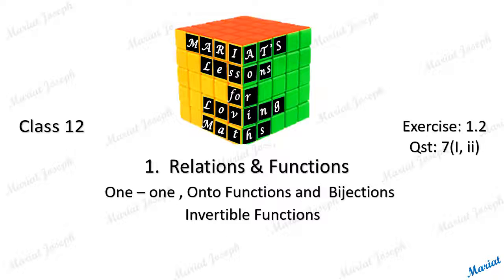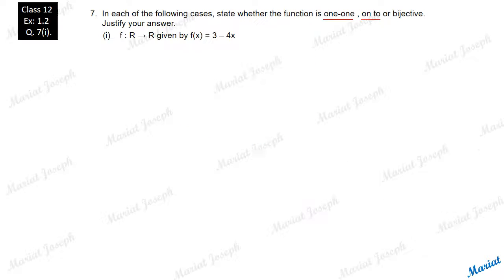Welcome to an example of classifications of functions such as one-one function, onto function, bijections, and invertible functions. In each of the following cases, state whether the function is one-one, onto, or bijective. Justify your answer. One part.